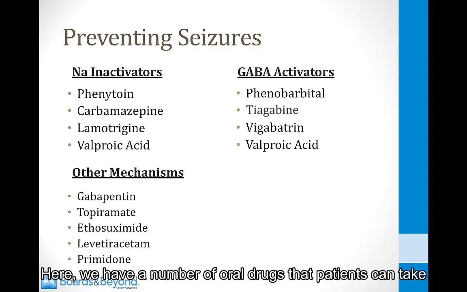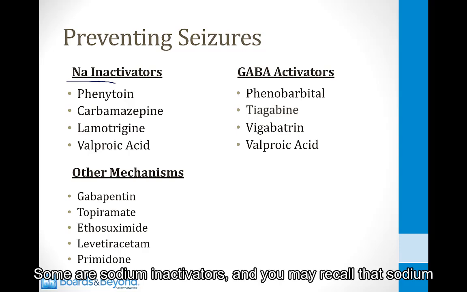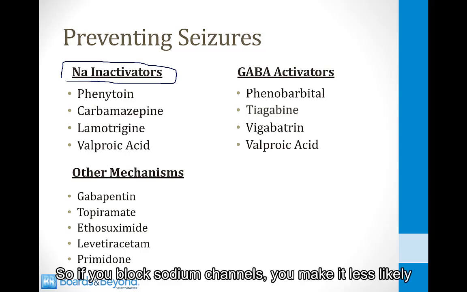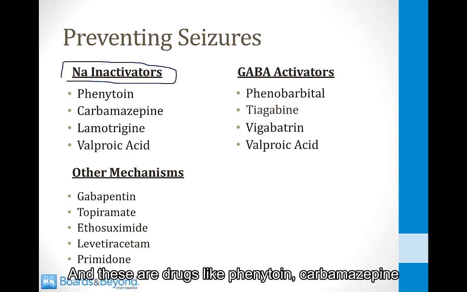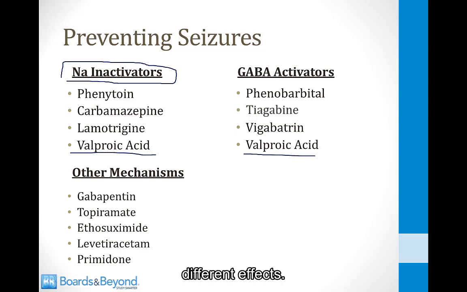Here we have a number of oral drugs that patients can take chronically to decrease the likelihood that they'll have seizures. Generally, drugs for preventing seizures fall into two categories. Some are sodium inactivators, and you may recall that sodium is necessary for the depolarization of neurons, so if you block sodium channels, you make it less likely that there will be neuronal activity. And these are drugs like phenytoin, carbamazepine, lamotrigine, and valproic acid. And valproic acid is here and here because it has multiple different effects.